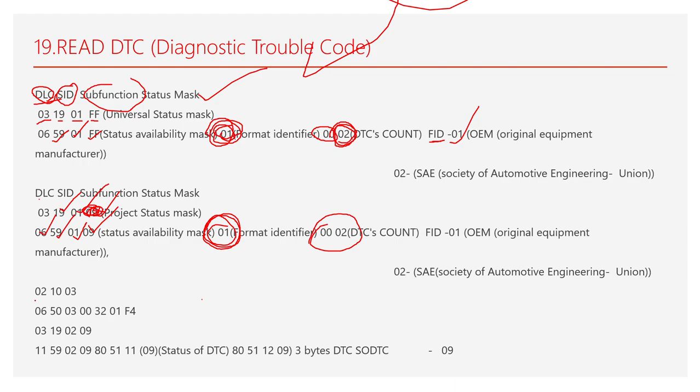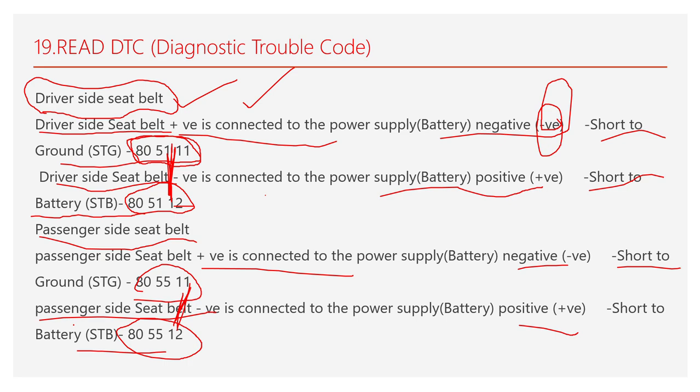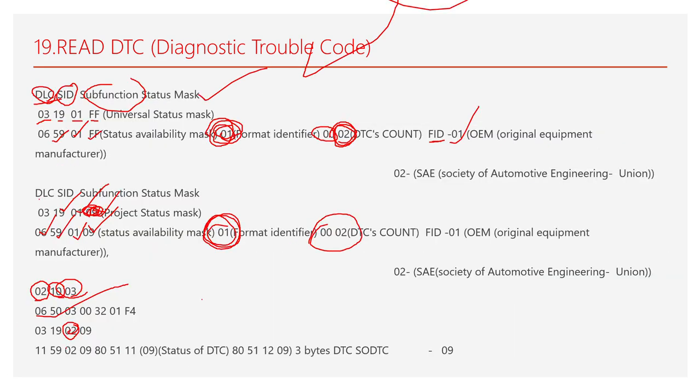See here, I'm taking another example, which is a subfunction. This is the 10 service I'm taking here, and in this 10 service I am using the extended session. In this extended session I get a positive response from here, and after that I'm taking the 19 service. In this 19 service, I am taking the second subfunction. What is the second subfunction? Name and status of the mask. See here, I am using the second subfunction.